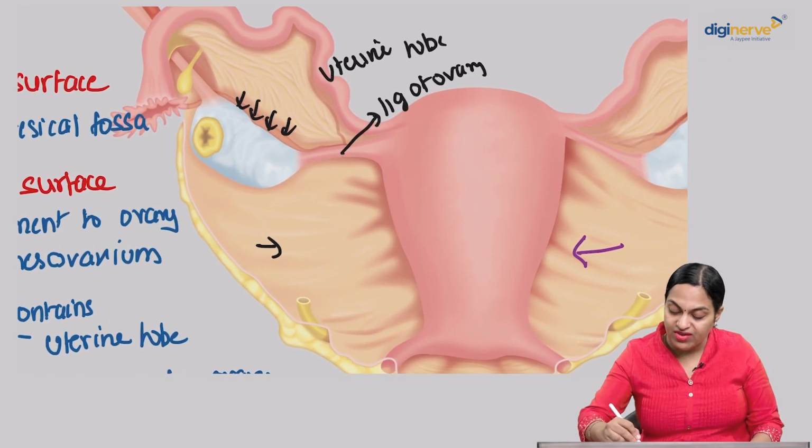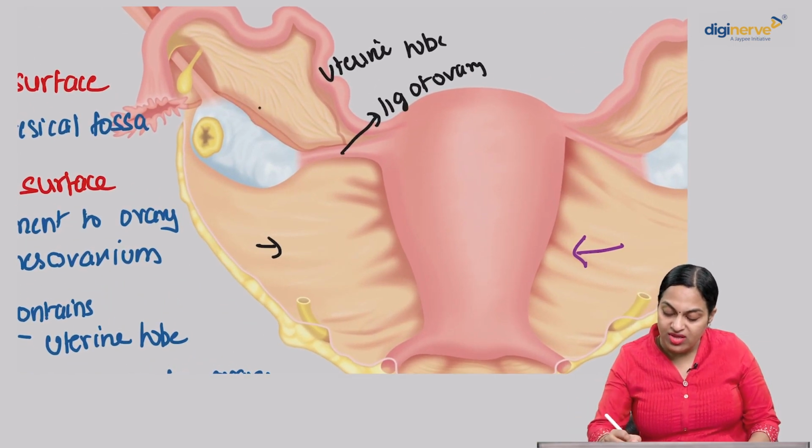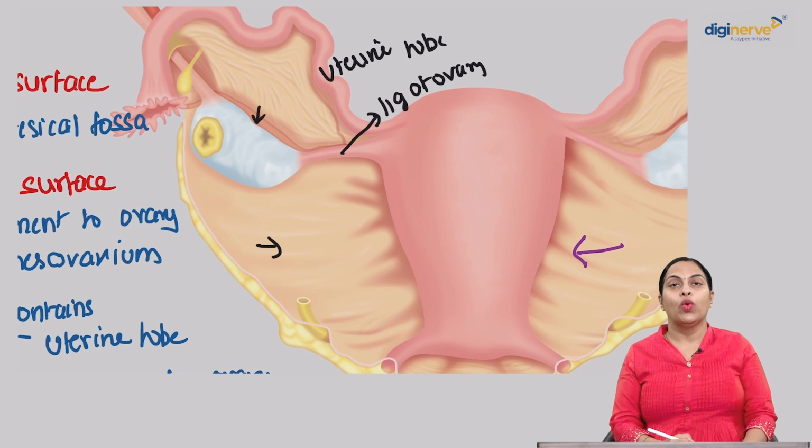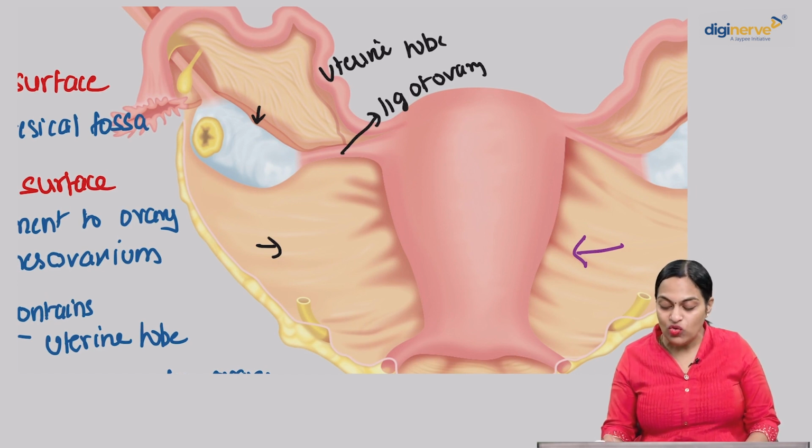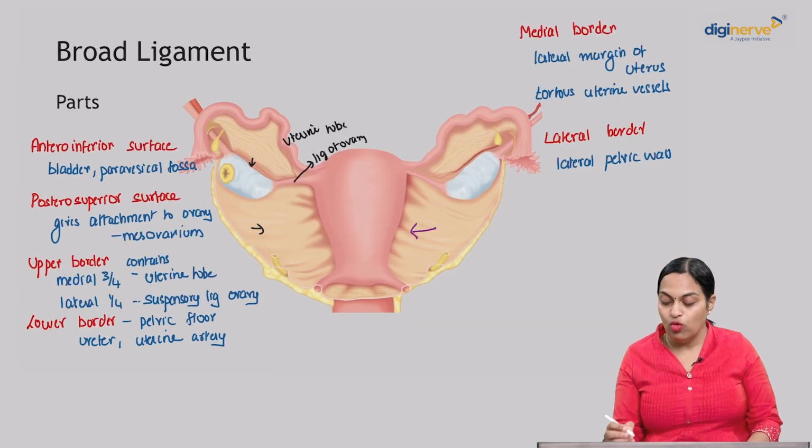And this part which gives attachment to the ovary, this is called mesovarium, right? Two surfaces and then two borders.